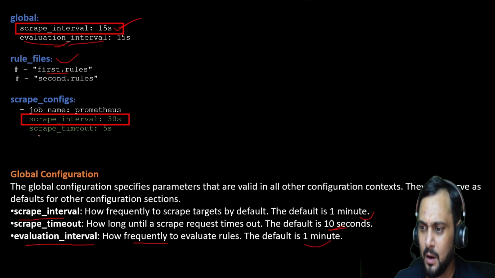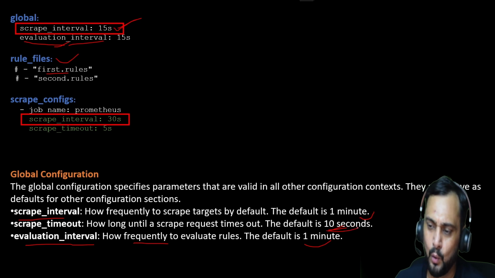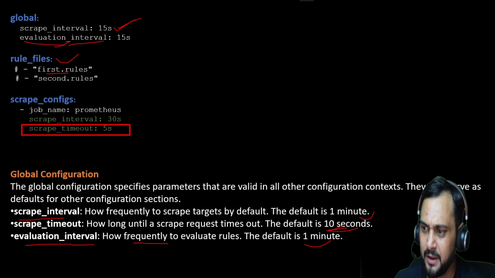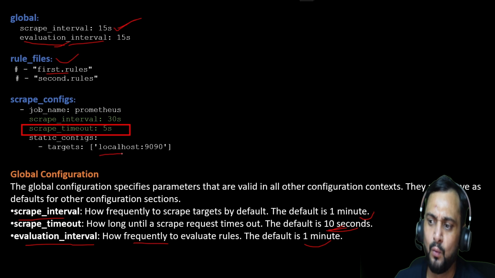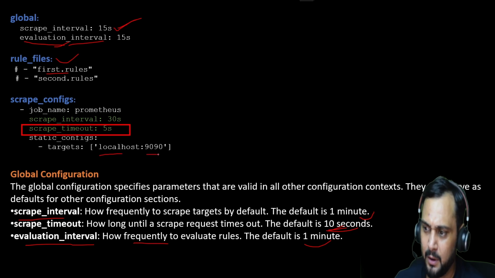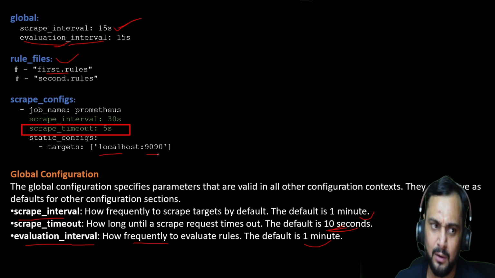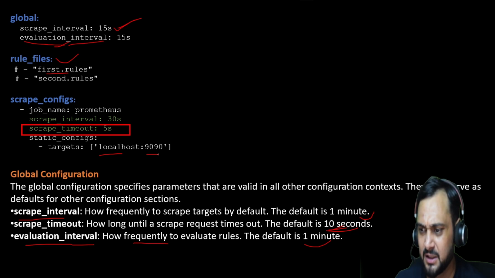Okay. Scrape timeout is 5 seconds. Here I have not mentioned it globally, but here I have mentioned it. It means that it modifies the global 10-second value. So this is my timeout, 5 seconds here. Static config target is localhost. It means that I want to monitor the self host in the first attempt, and the port is 9090. I am going to use it. That's it. This will be a simple configuration file.